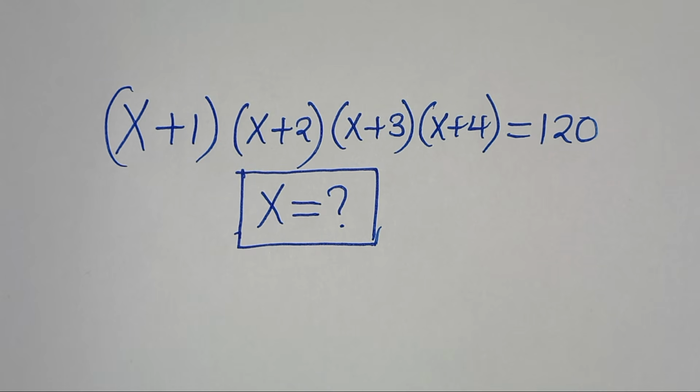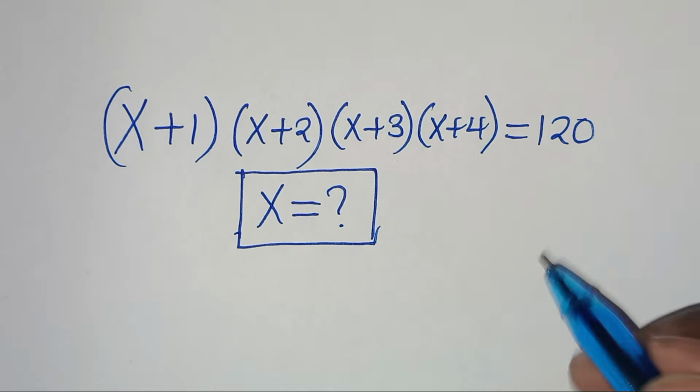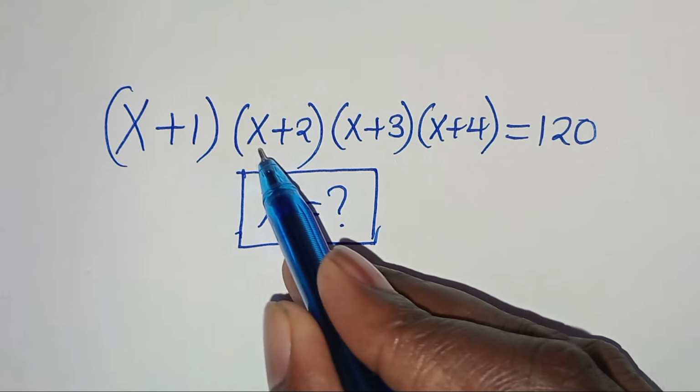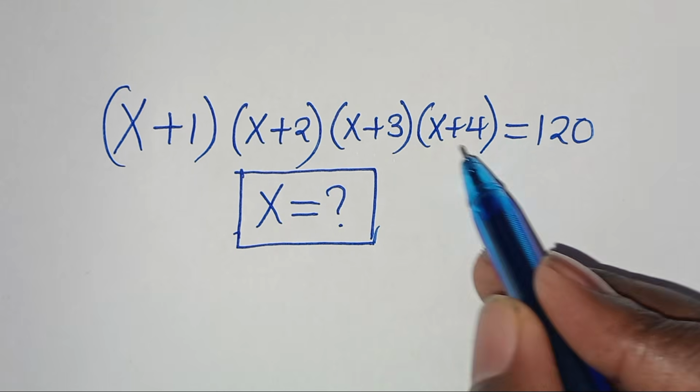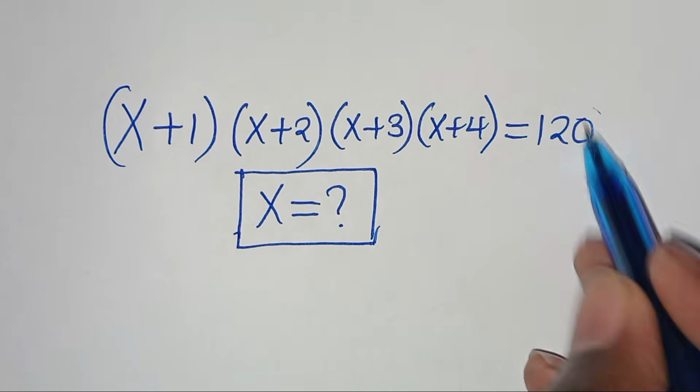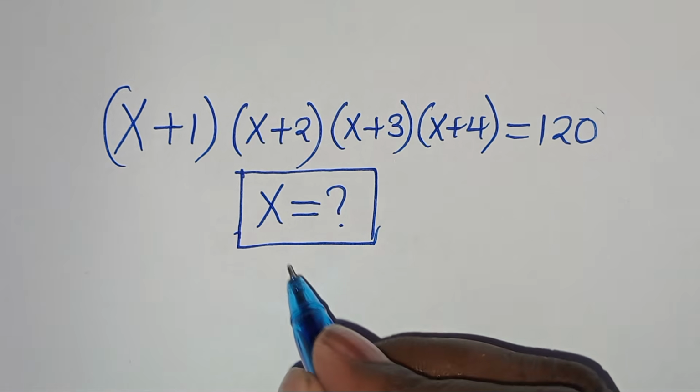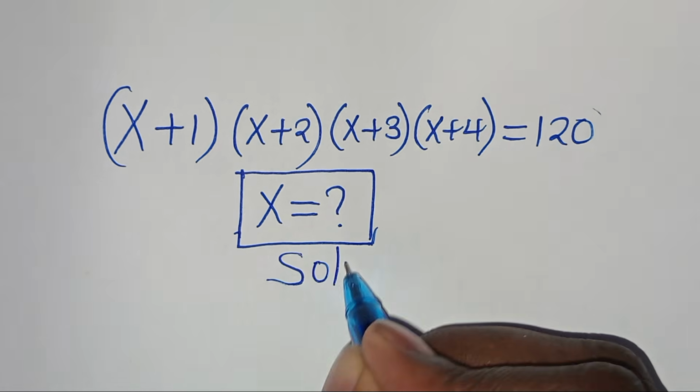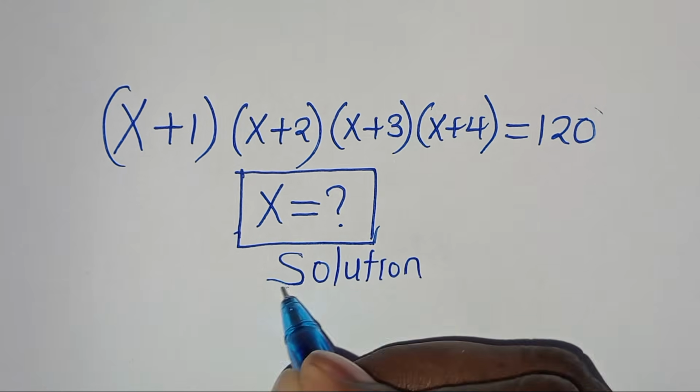Hello everyone, you're welcome to solve this nice algebra problem, which is (x+1)(x+2)(x+3)(x+4) equals 120. So what are the values of x? Now let's provide a solution from here.